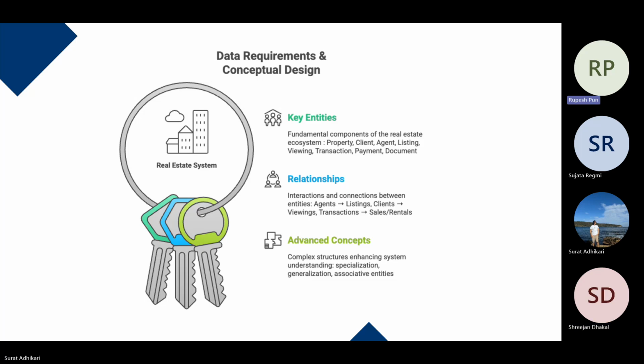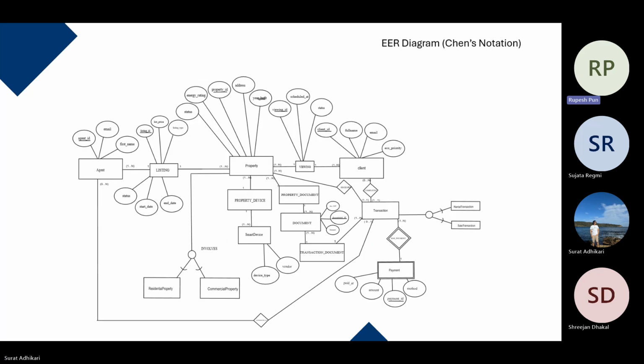for example, one agent can manage many listings, one client can attend multiple viewings, and one property can appear in different listings over time. To strengthen our design, we also included advanced concepts like specialization, generalization, and associative entities. This conceptual framework ensures that our database not only captures core business needs but is also scalable and flexible for future requirements. Next is the EER diagram.